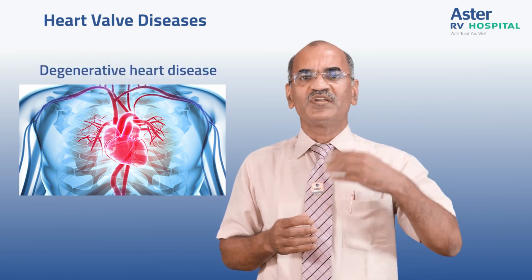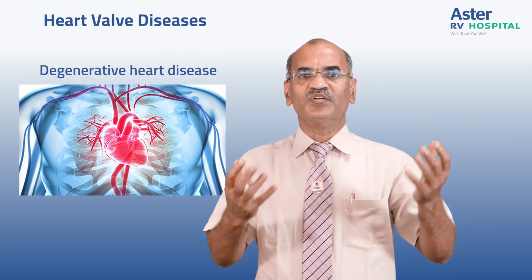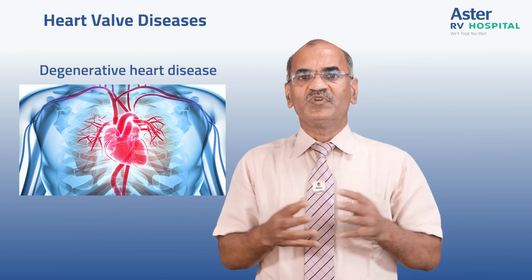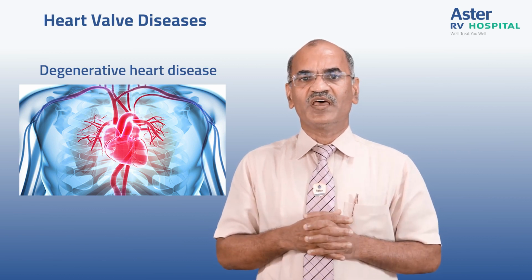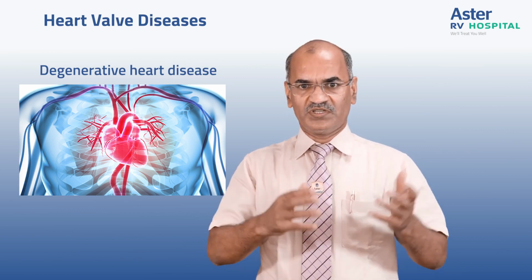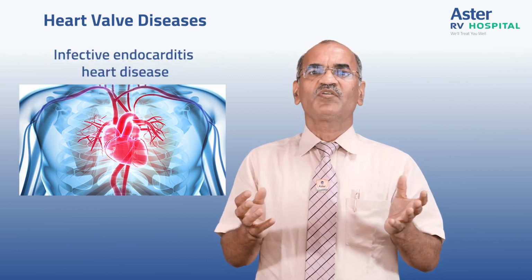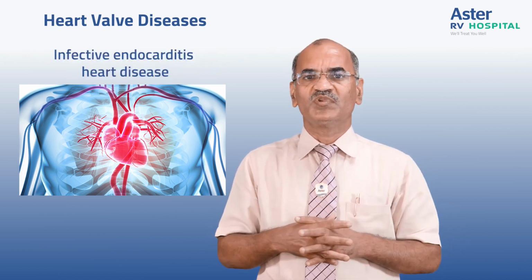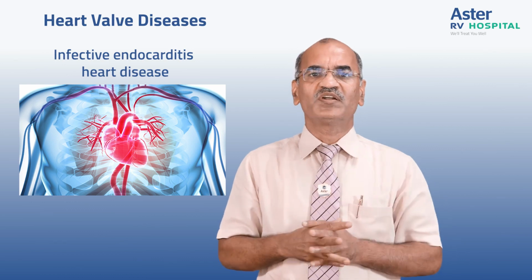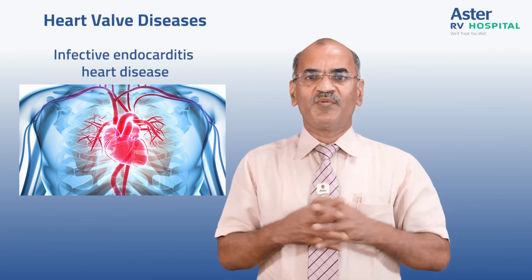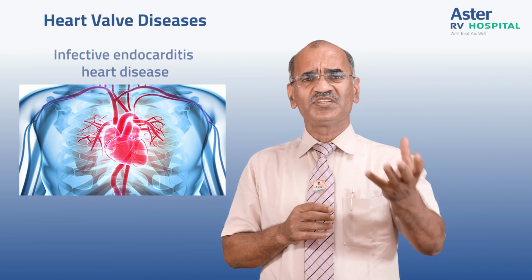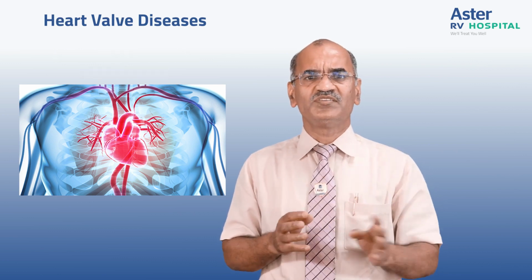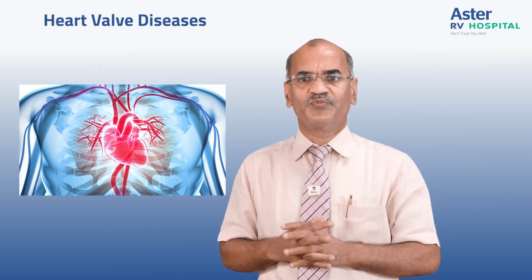In the same way, degenerative is nothing but an aging process. As we go on aging, these valves will have a wear and tear effect, and they can have obstruction or regurgitation. That is called leakage. Infective endocarditis is nothing but infection of the heart, which can specifically affect the valves and lead to damage of the valve. There are certain tumors and certain myxomatous diseases which can affect the valve in a similar way.